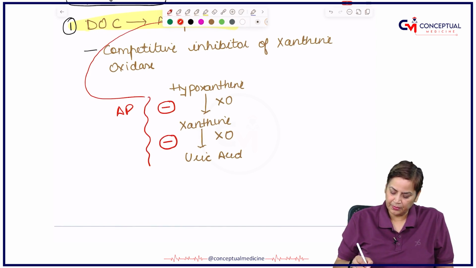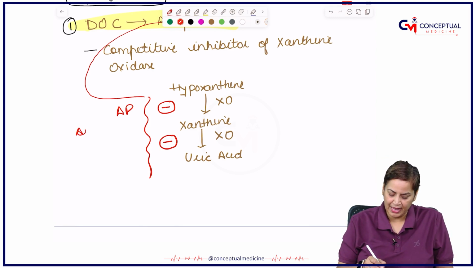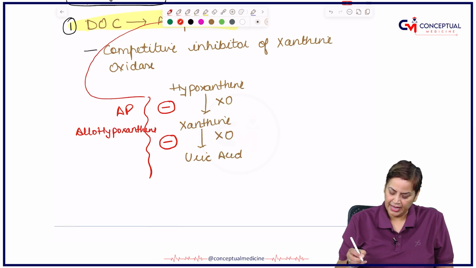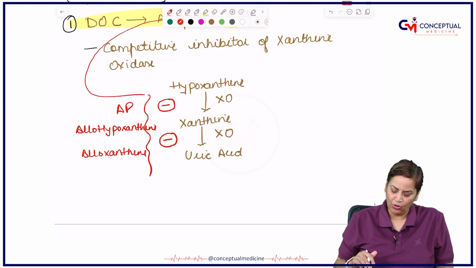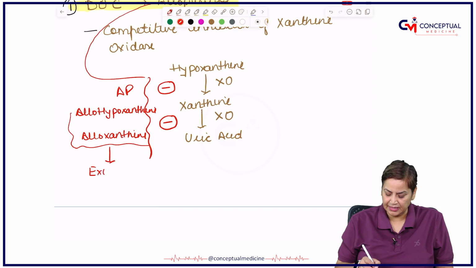So whenever allopurinol is taken, it is going to form allo-hypoxanthine, okay, and alloxanthine. So both allo-hypoxanthine and alloxanthine are water soluble and they are excreted in urine.